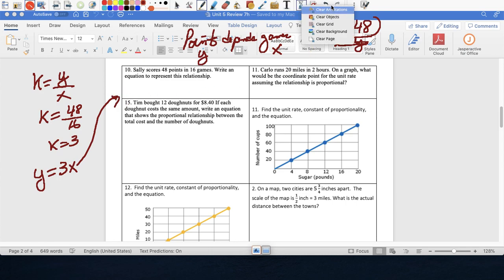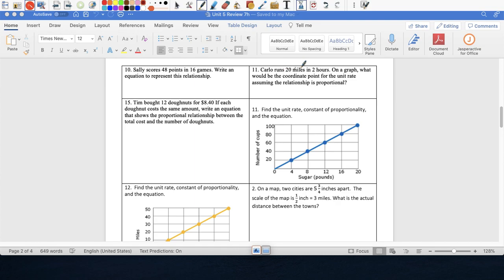Carlos runs 20 miles in 2 hours. On the graph, what would be the coordinate point for the unit rate? Well, this is definitely not the unit rate. So 20 miles in 2 hours is just a rate. Now, change that to the unit rate. We need to find out how much he runs in 1 hour. Well, divide by 2, divide by 2, and we get 10 miles in an hour.